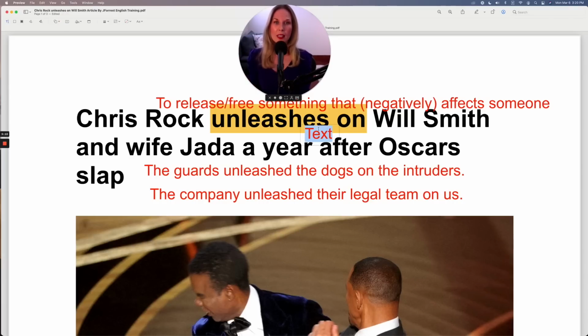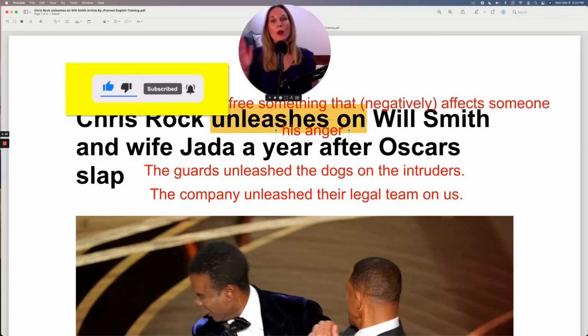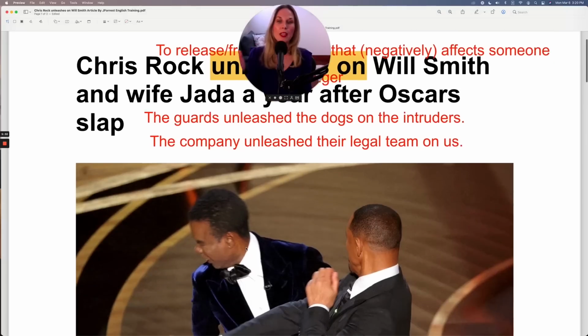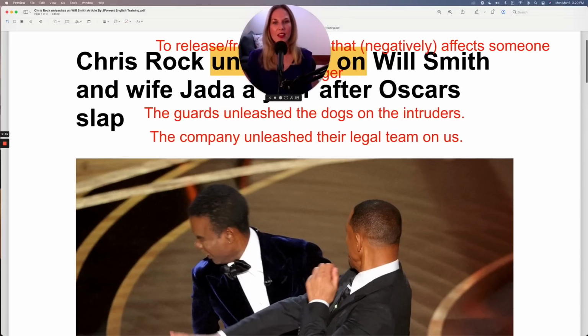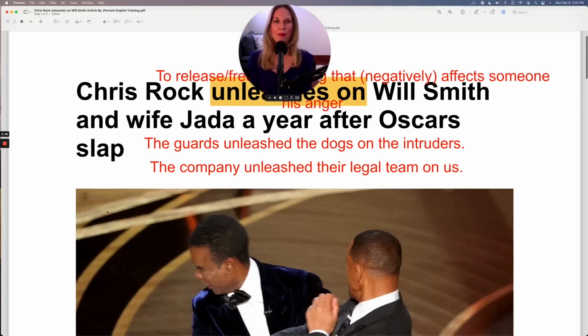Maybe Chris Rock unleashes his anger on Will Smith. He makes his anger available. He frees it. He releases his anger and it is directed towards Will Smith. It negatively impacts him. So I feel like it might make more sense if you include that word anger. Without it, that's just what's implied, because you can understand the context that this is not a happy situation. It's a negative situation. So Chris Rock unleashes his anger on Will Smith and wife Jada a year after Oscars slap. Let's continue on.